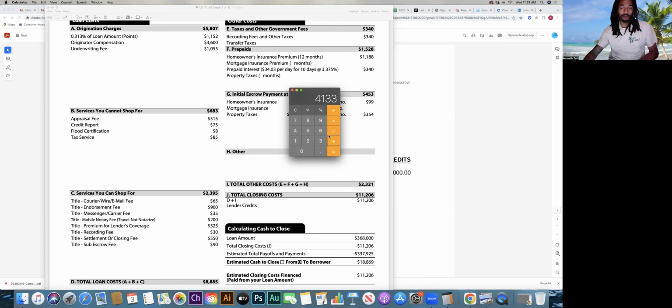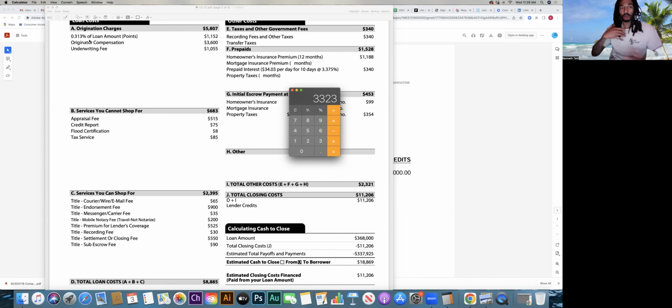$4,133. But remember, this $900 was incorrect. That should only be $90. So let's take off $810. So your actual fees are roughly about $3,323, if you don't have an origination charge or a discount point. And keep in mind, those things are there for a reason, right?